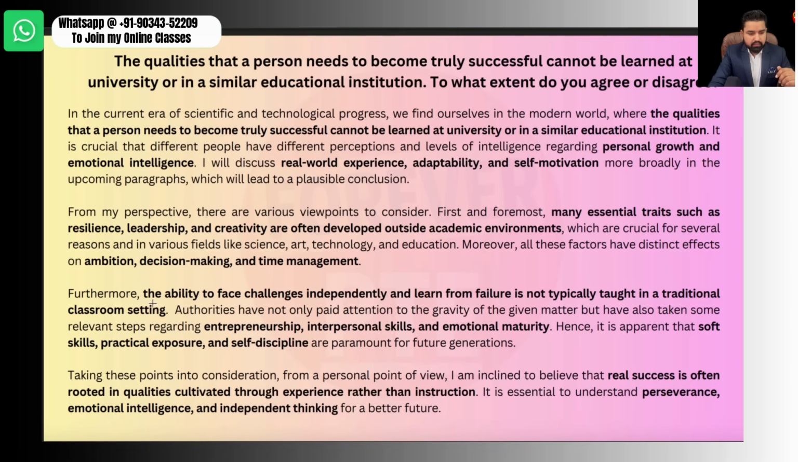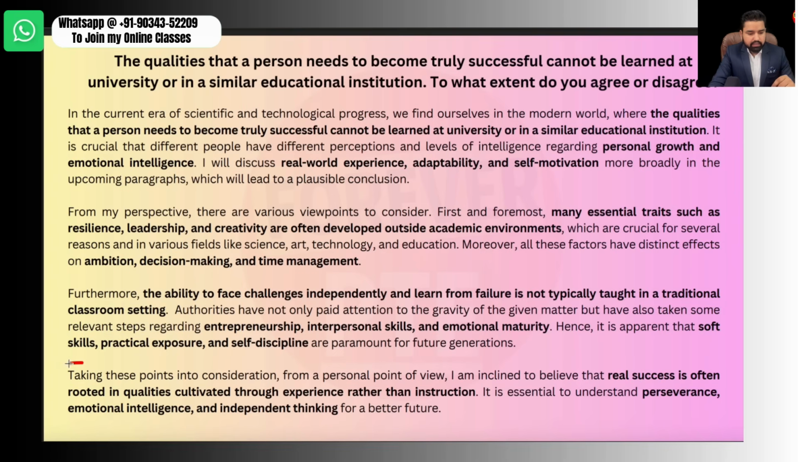Then in third paragraph, again we wrote one line. The ability to face challenges independently and learn from the failure is not typically taught in a traditional classroom setting. See, these entire keywords: challenges, failure, traditional classroom settings, they are all related to the topic, right? And then we also wrote some keywords like interpersonal skills, emotional maturity, soft skills, practical exposure, and self-discipline.